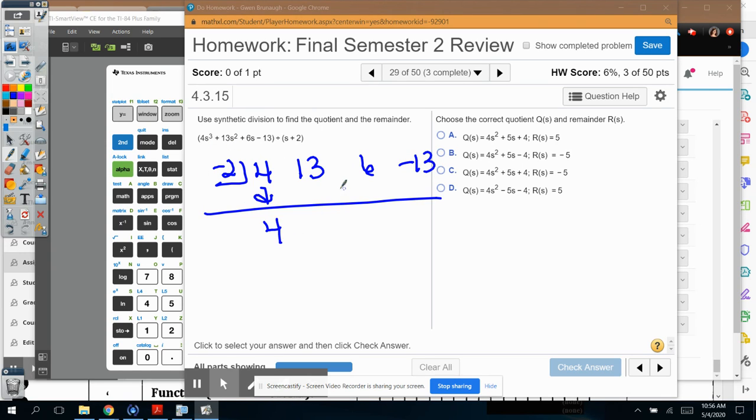Drop the 4. Multiply, that's negative 8. That's 5. Negative 10. Negative 4. Positive 8. So my remainder is negative 5, which means these two are out. And then it goes to the negative 4. So the answer is B.